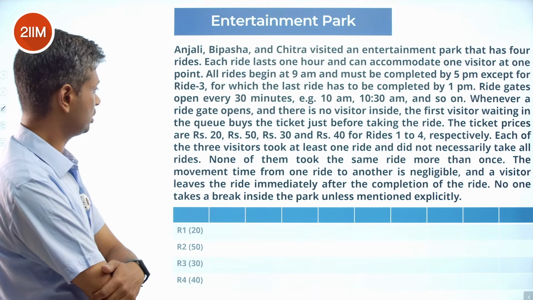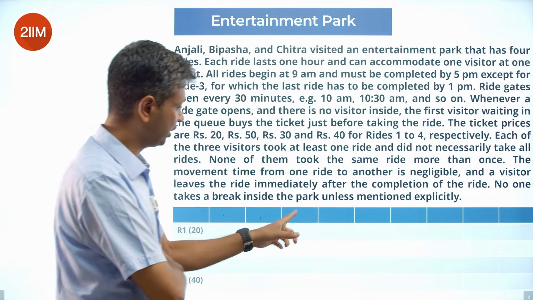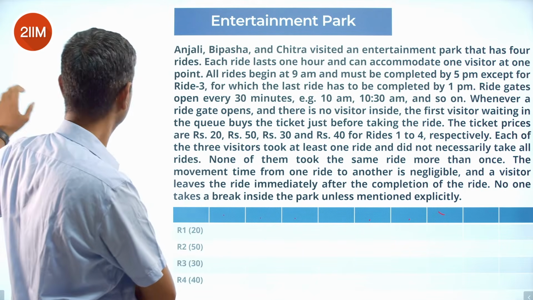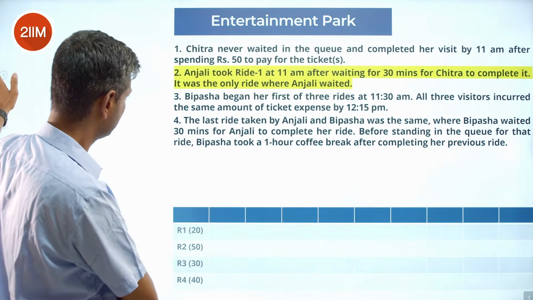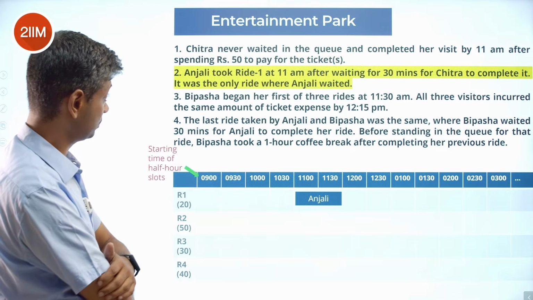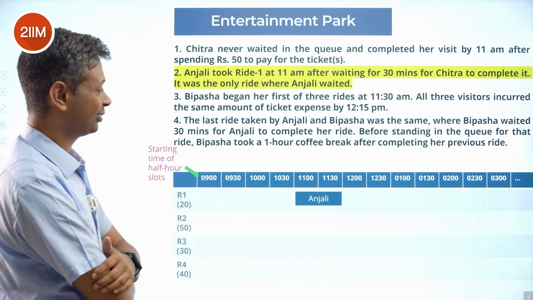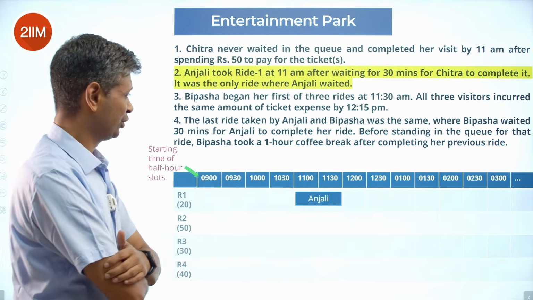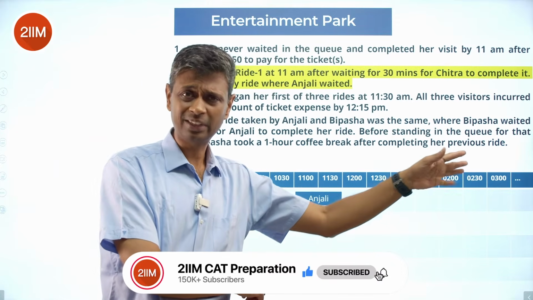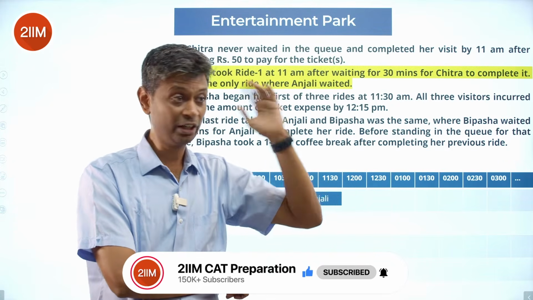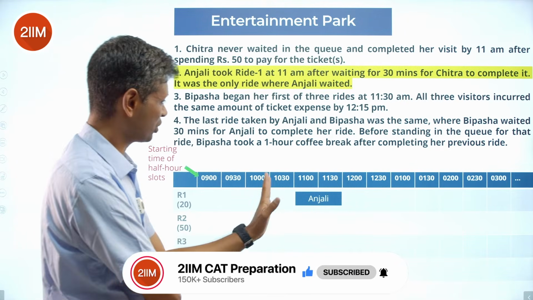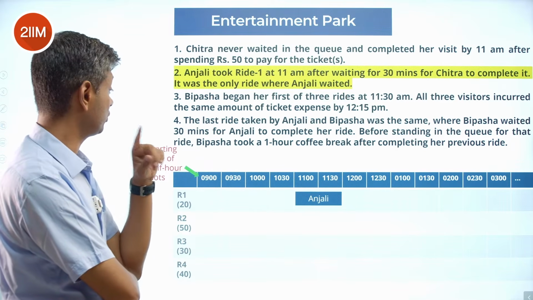Say, this is the window. Say 9 a.m., 9:30, 10, 10:30, 11, 11:30, 12, 12:30, 1, 1:30, all of that going throughout. Right? So Anjali took ride 1 at 11 a.m. after waiting for 30 minutes for Chitra to complete it. So Anjali goes from 11 to 12. Chitra just completes it at 11. These are the starting times: 9, 9:30, 10, 10:30, 11, 11:30, all the way till, I put till 3. 3:30, 4, 4:30 are also possible. 5 it closes. I don't want to clutter it. Maybe it'll come, we'll expand it. This we know, straight away a beautiful starting time. That means Chitra should have done ride 1.